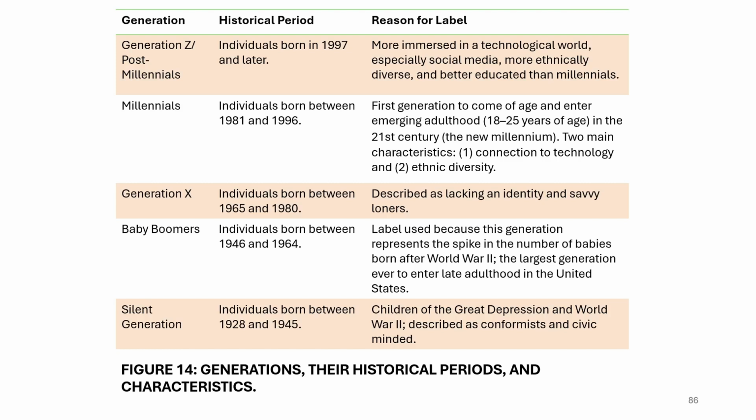Then the silent generation. This was individuals born between 1928 and 1945. Children of the Great Depression and World War II, they're described as conformists and very civic-minded, thinking about the big picture. So you could see how people born in these different age groups might have a different perception of the world or a different perspective of the world than other generations, right? It's not saying that anyone is correct or incorrect. It's just showing that maybe that cohort, that age cohort, makes a difference when we're thinking about participants for some of our studies.